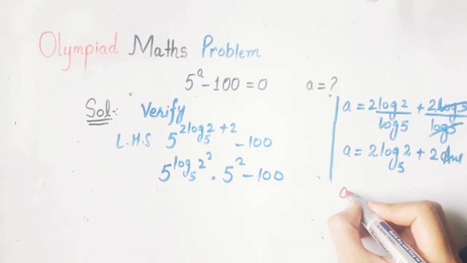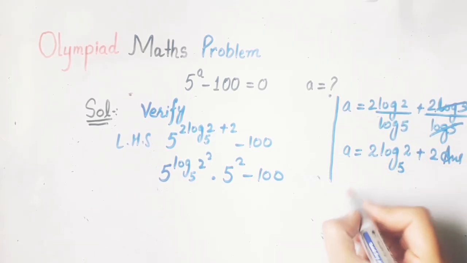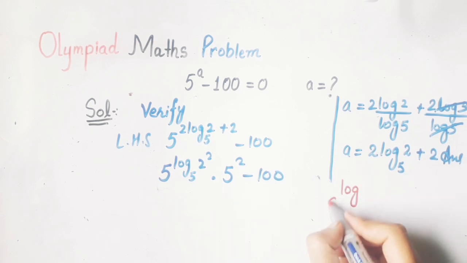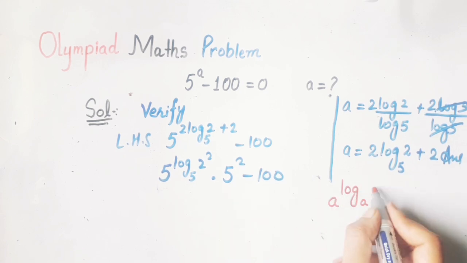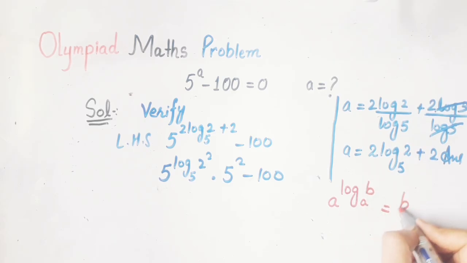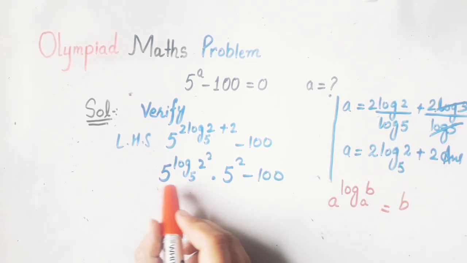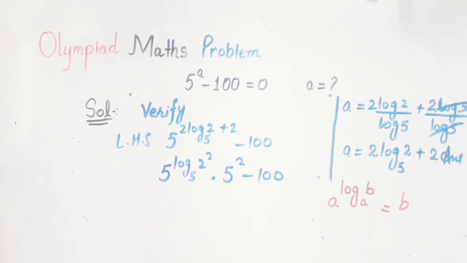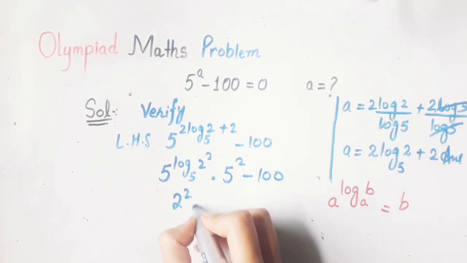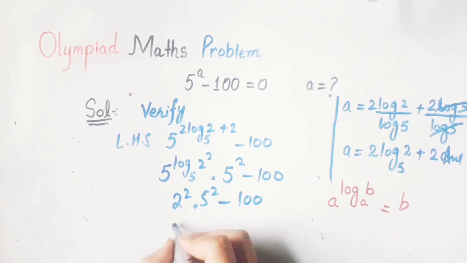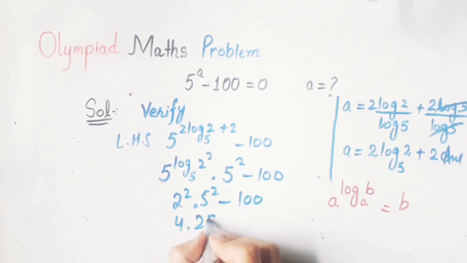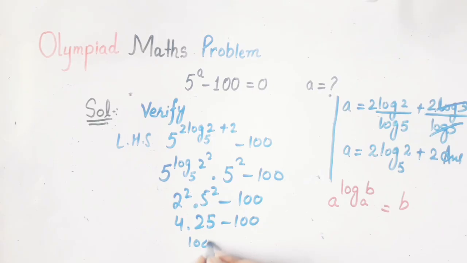According to that, a raised to power log base a of b, the base is the same, so this will equal b. So here you can see this is a and this is b, so we get 2 square into 5 square. 2 square is 4 and 5 square is 25, so 100 minus 100 will be 0, that is the right hand side. So you can see how we have done this question.